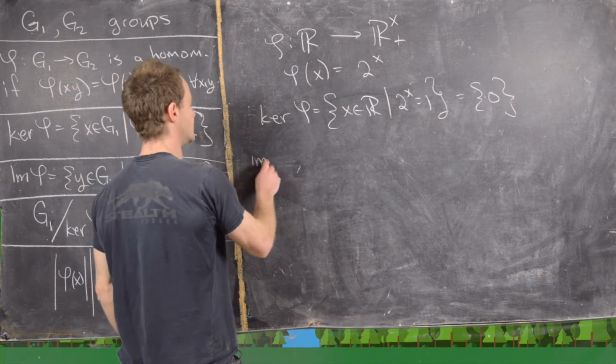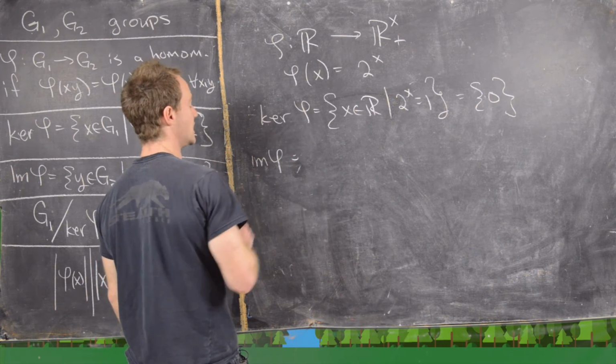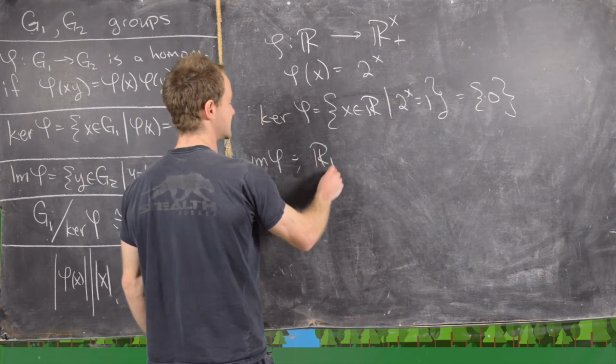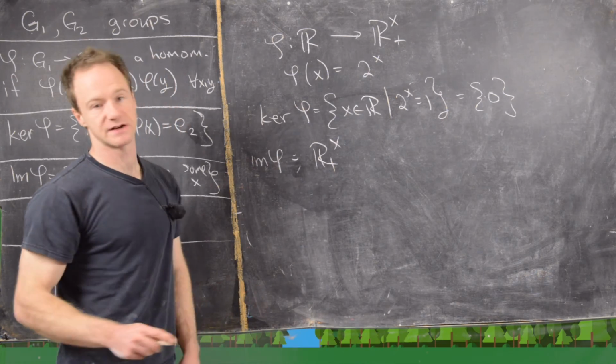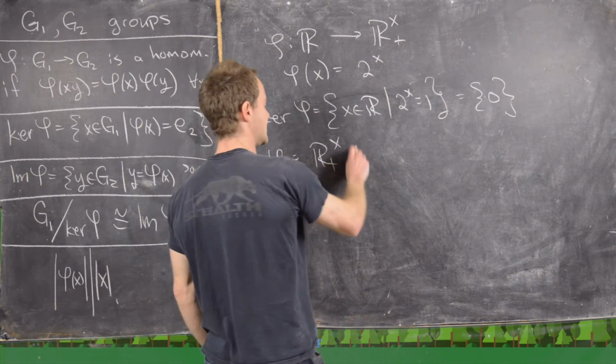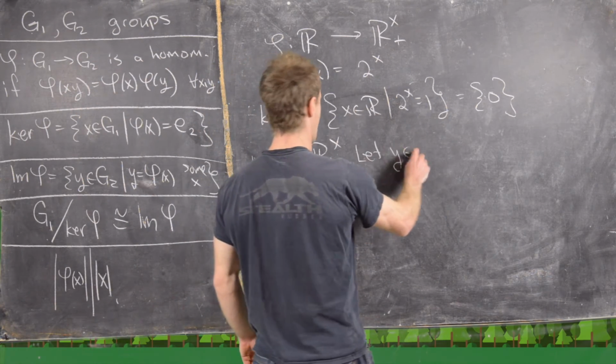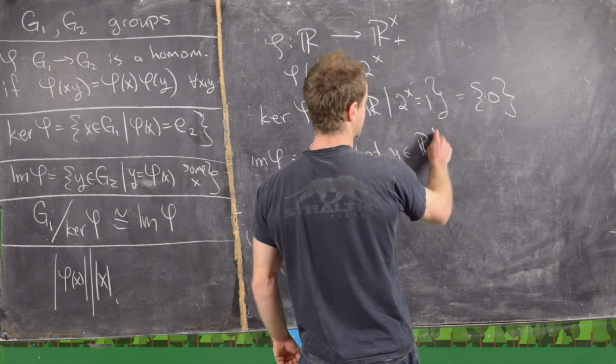And then let's also notice that this map is onto, the image is all positive real numbers. And how we can see that is we can let y be a positive real number.